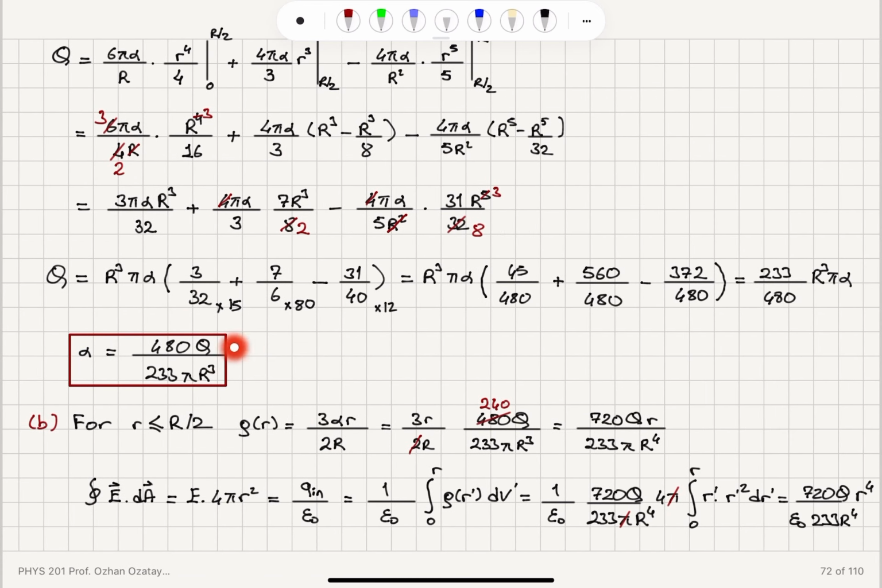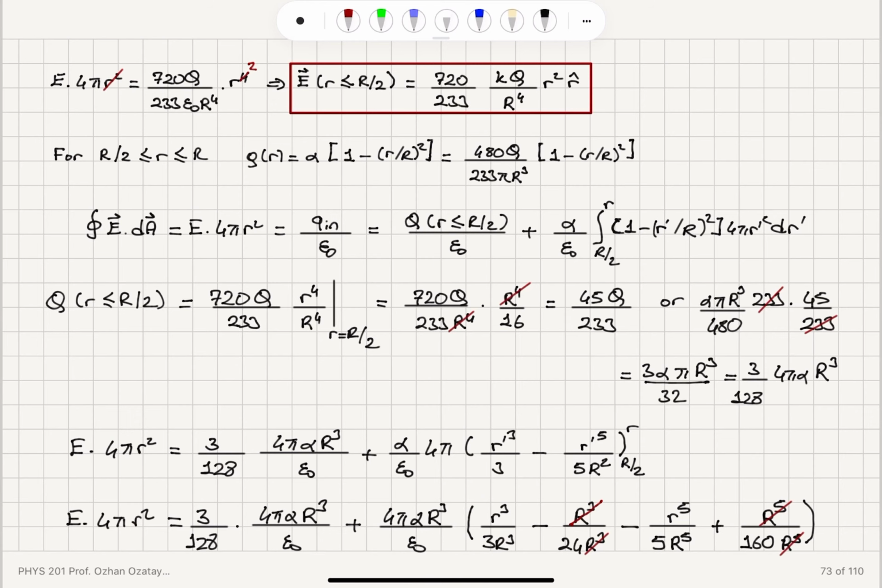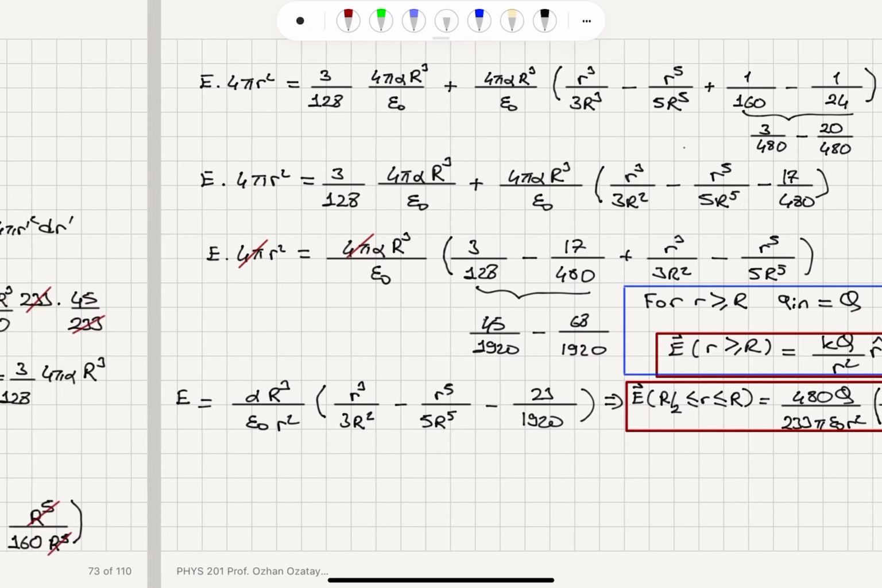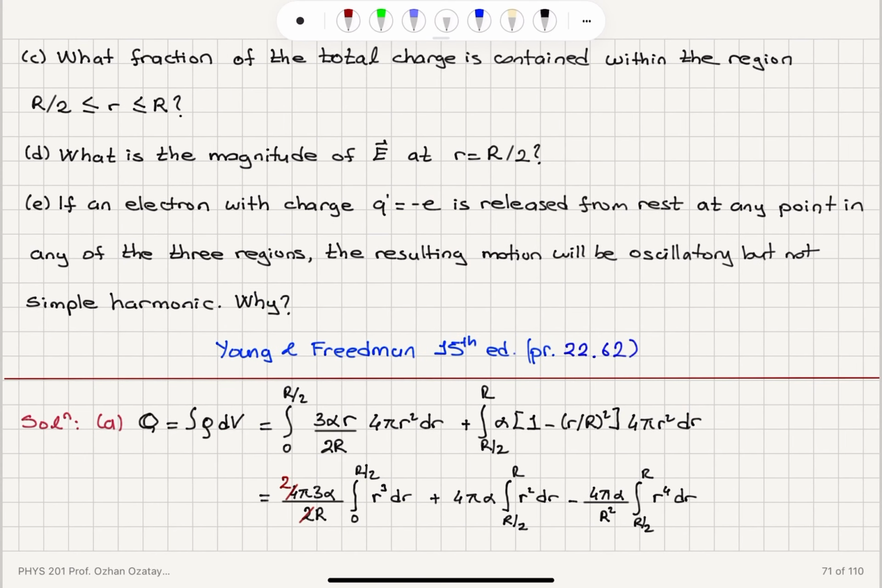So this was the answer to part A, and in part B we found the electric field for R less than or equal to capital R over 2, between R over 2 and R, and also outside this spherical region. Everywhere the electric field is in the R hat direction. Now, in part C of this problem, what fraction of the total charge is contained within the region capital R over 2 and capital R?